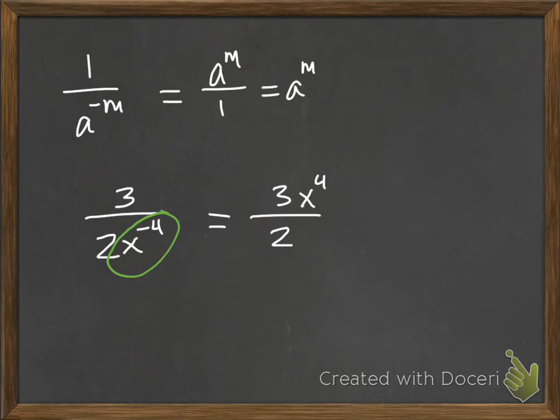So if you have a negative exponent and you're not in a fraction, it'll send you to the bottom. Or if you're in the top of the fraction, it'll send you to the bottom. If you have a negative exponent in the bottom of a fraction, it flips it up to the top.